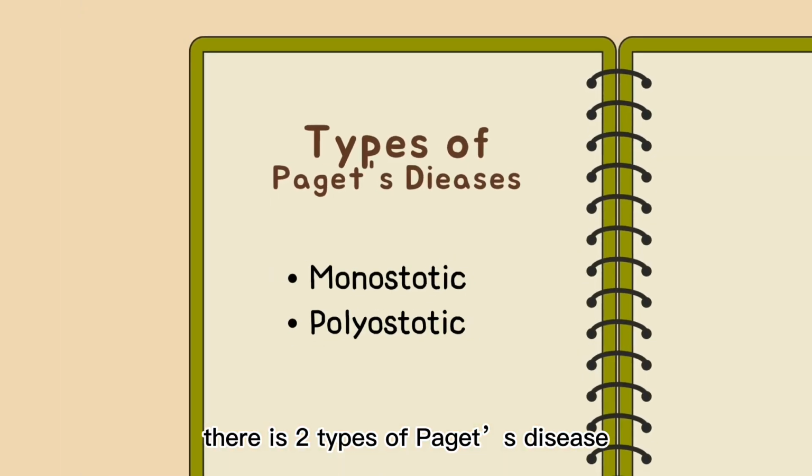There are two types of Paget's disease. The first one is monostotic, which affects a single site of the bone, and the other one is polyostotic, which affects multiple sites of the bone.